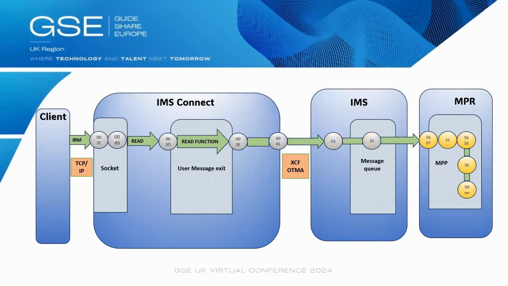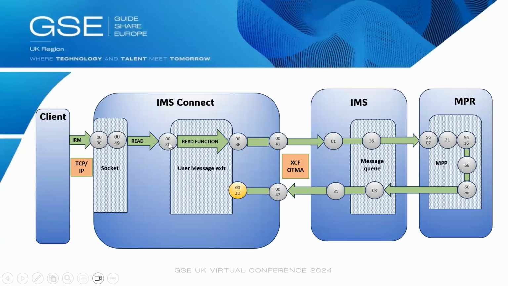Once that's done, and once it leaves the IMS, here you see, it comes back to the IMS Connect through 0042, which is the message received through XCF OTMA into the IMS Connect system. This event 0042 represents that. Once that's done, we would see the interchange in the event IDs.